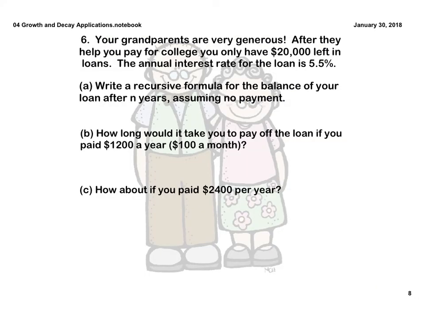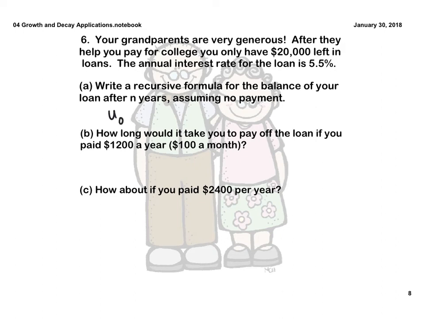Okay, the next problem definitely connects to the next unit we're going to be looking at, which is how to pay for college. It says your grandparents are generous. After they help you pay for college, you only have $20,000 left in loans. The annual interest rate for the loan is 5.5%. That means that the loan itself will increase in value because wherever you borrowed it from is going to charge you for borrowing it. And we'll talk a lot more about this, so don't be too concerned about that right now.